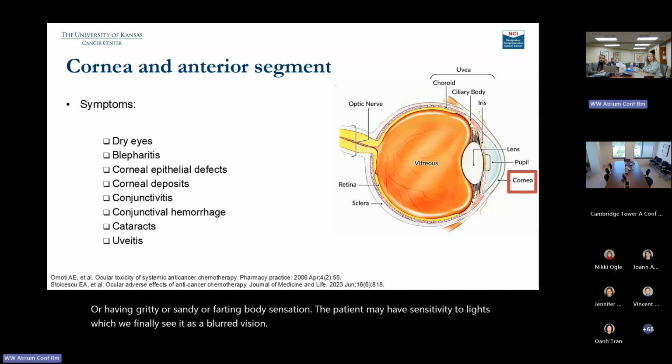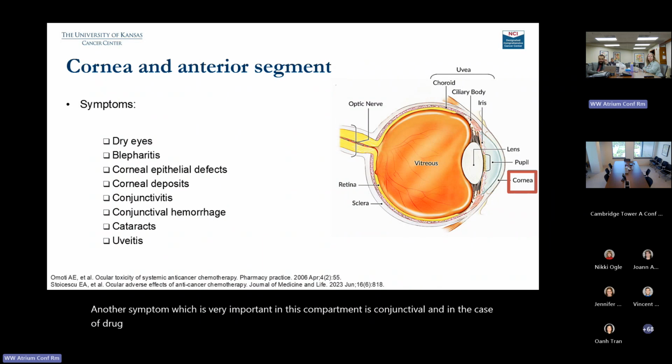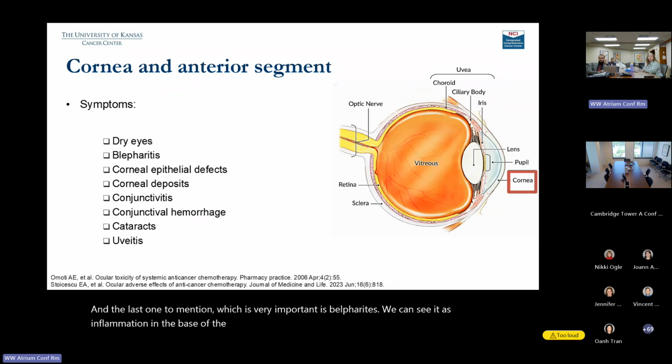Another important symptom in this compartment is conjunctivitis. In the case of drug-induced conjunctivitis, the patients may have specific symptoms like a pinkish hue. And the last one to mention, which is very important, is blepharitis. We can see it as inflammation at the base of the eyelashes, and maybe even the inner portion of the eyelids as well.